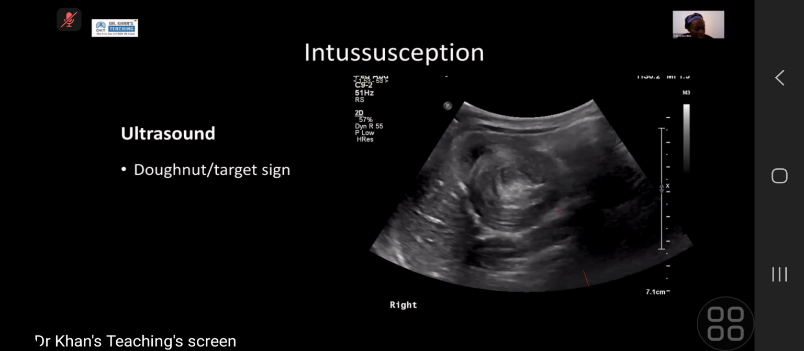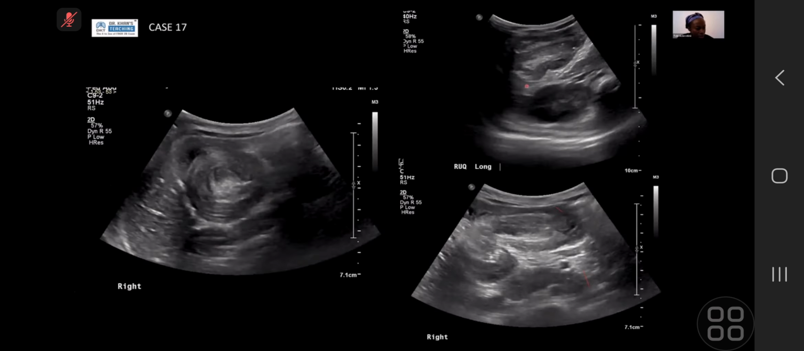Okay, so as candidate 4 correctly spotted, this is an ultrasound with the probe in the right upper quadrant. So this is your liver here. This is a transverse view. So we've got this rounded hypoechoic and then centrally hyperechoic structure, which is in keeping with the target sign that we see in intussusception, which I'll come on to explain.